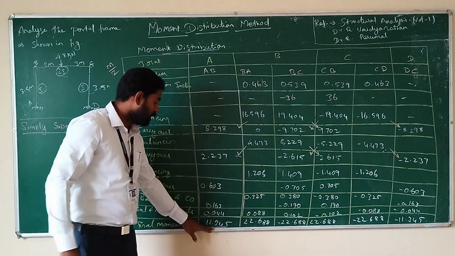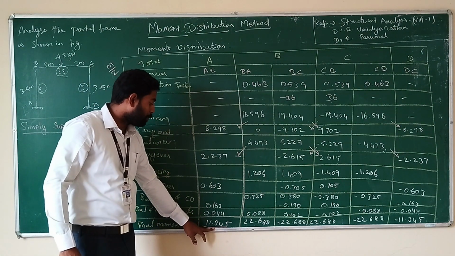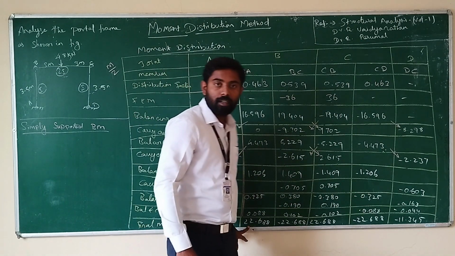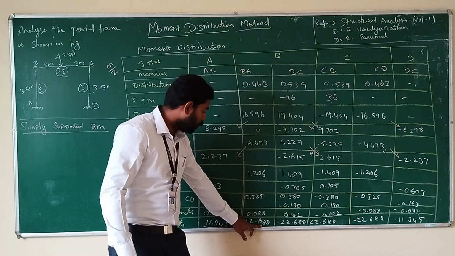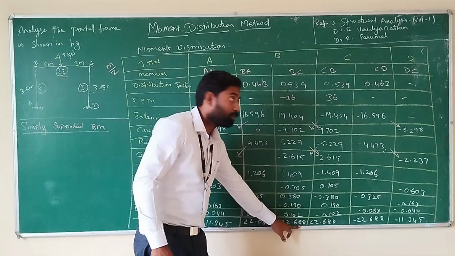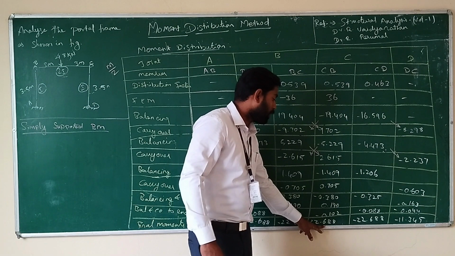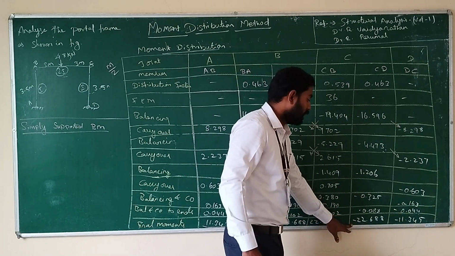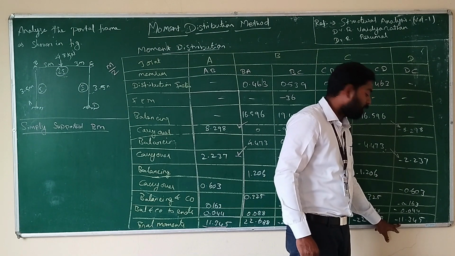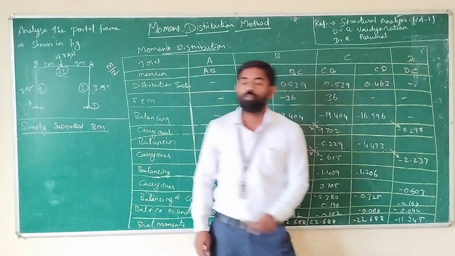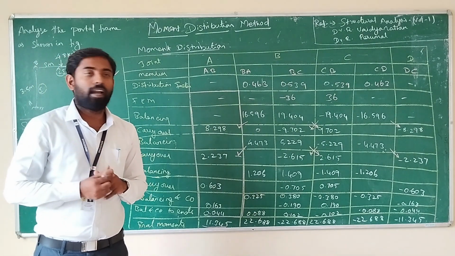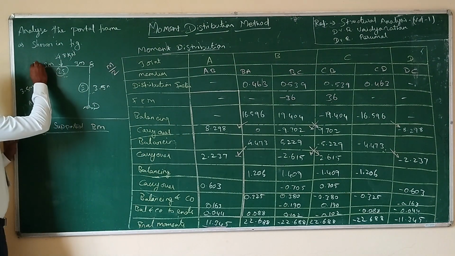So joint moments here for the A joint 11.345, and at the B joint, BA will be 22.688, and for BC minus 22.688, for CB 22.688, and CD minus 22.688, and finally D value 11.345. So with this we have calculated the joint moments.